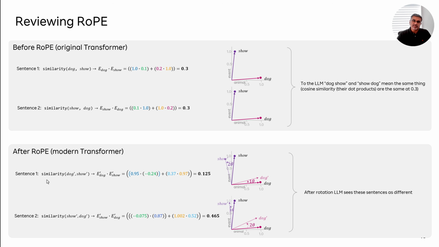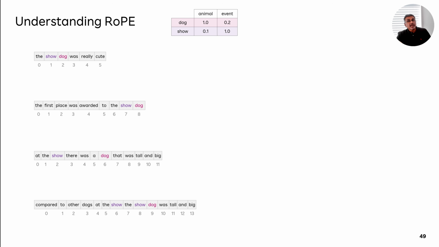Now let's get to the next level. Now that you have a general understanding of what RoPE is doing, the next level is to get this relative importance. So let's say I have these sentences. First sentence: the show dog was really cute. Second sentence: the first place was awarded to the show dog. Third sentence: at the show there was a dog that was tall and big. And the fourth sentence: compared to other dogs at the show, dog was tall and big. These are my different sentences.